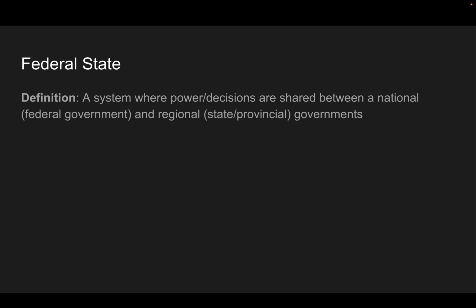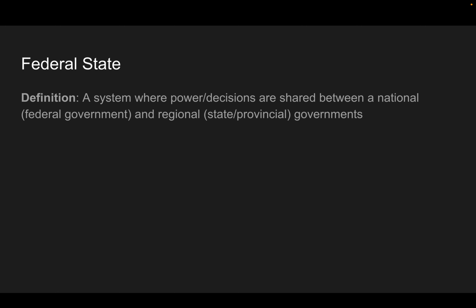So if you think about how much power state governments have here in the United States, we are a great example of a federal state system where the federal government does have some powers, but the state governments make a lot of different decisions. And think about how, from state to state, taxes are different, gun laws are different, abortion laws are different, education is funded differently, et cetera, et cetera.